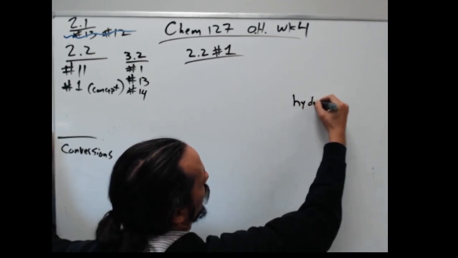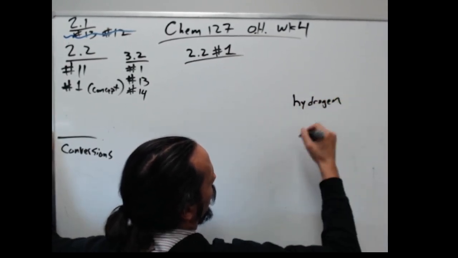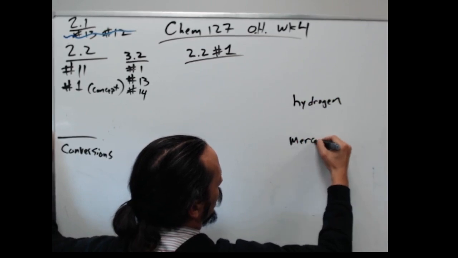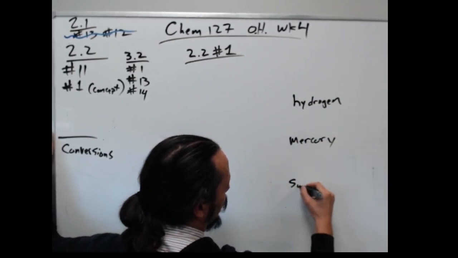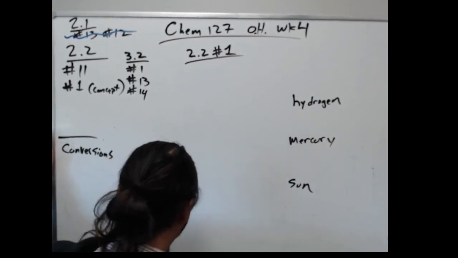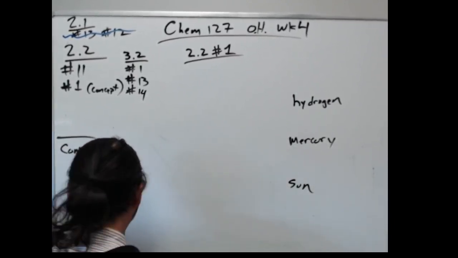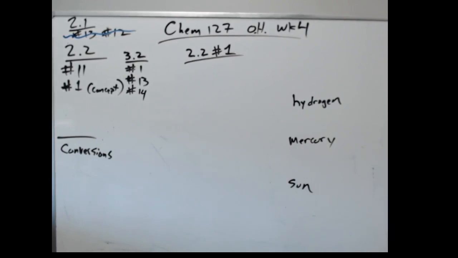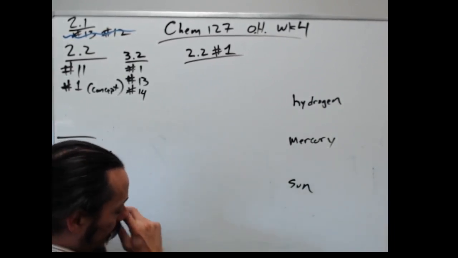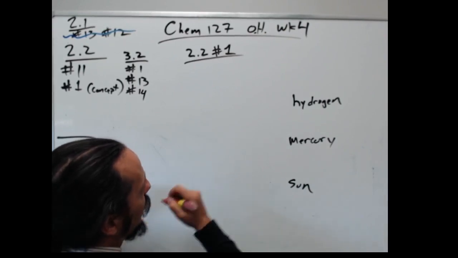So we're going to look at hydrogen, and we're going to look at mercury, and we're going to look at the sun. We're not going to look at the sun, but we're going to pretend what would happen if we did look at the sun. Let me see here. I did it online. That's why.